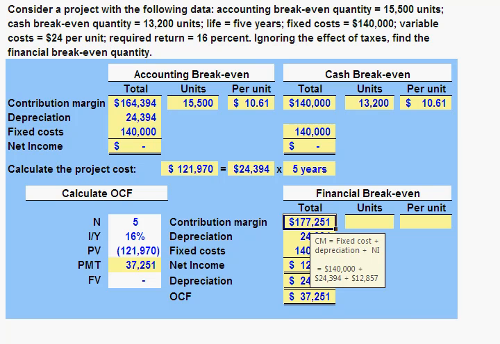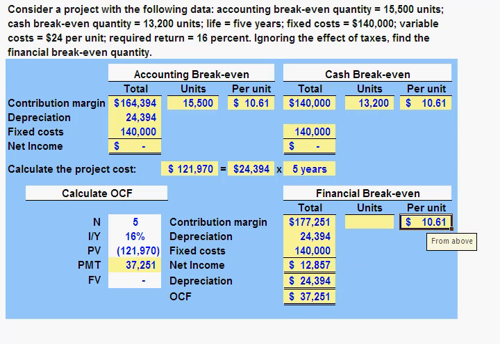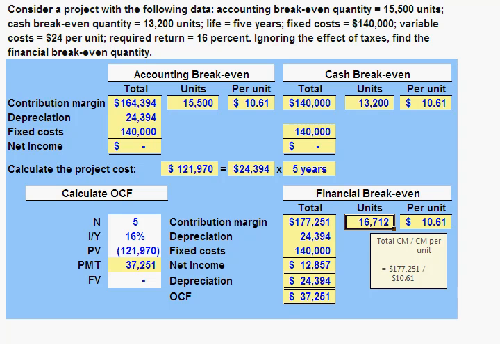Recall from above, our contribution margin per unit was $10.61. Therefore, if we need a total contribution margin of $177,251, our break-even number of units from a financial perspective is 16,712 units. This is our total contribution margin divided by our contribution margin per unit.